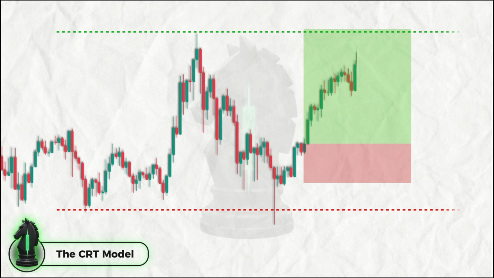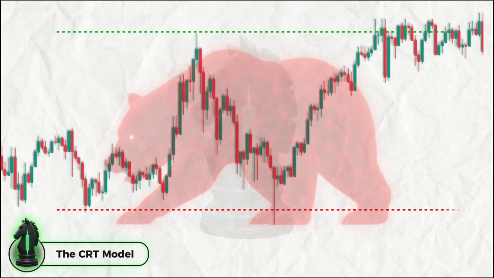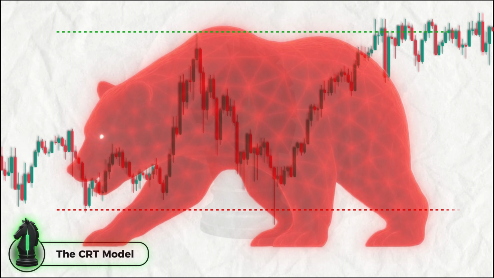Keep in mind that when applying this model, you should always follow the daily direction. If it is bullish, you only hunt for buys. If it is bearish, you only hunt for sells.